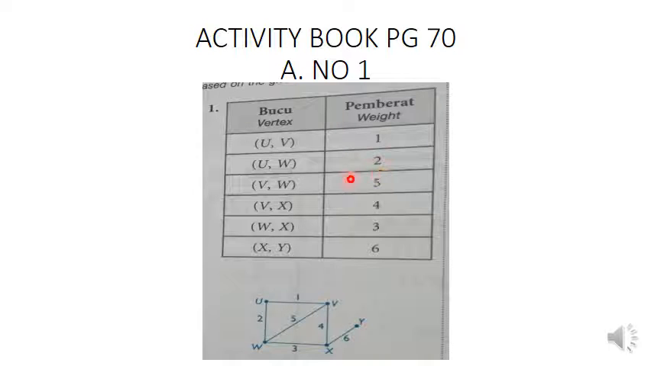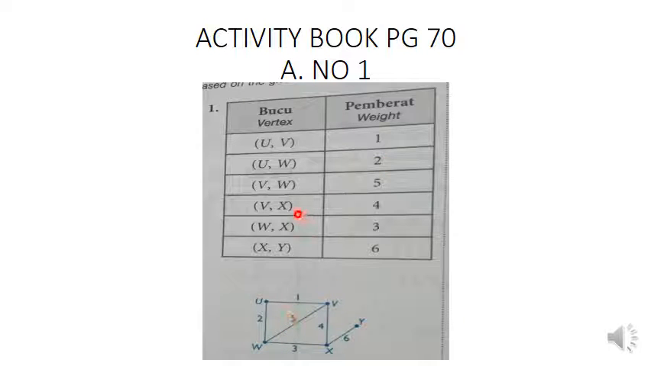And then continue. VW 5. So you already have V, and you already have W. So you just join the two vertices and then you write 5, because the weight is 5. From V to W, the distance is 5 kilometers. Also, you can use the same length as UV and UW. Even though the weight is 5, you can use the same length for each.